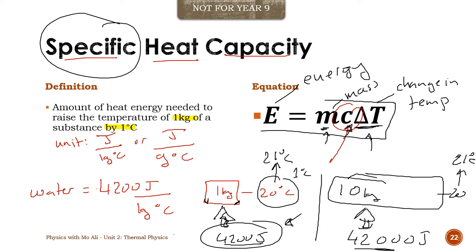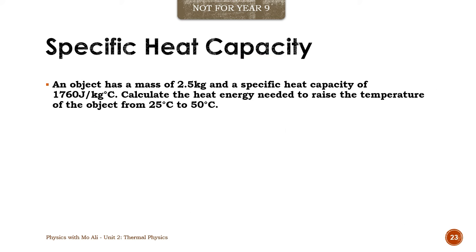When it comes to usage of this equation, it's very simple. You have 4 values and you have to plug in 3 of the values that have been given and find the third. Let's take a look at a quick example so we understand how we use this equation. So in this example, it says, an object has a mass of 2.5 kilograms and a specific heat capacity of, look, here's the number, underline our specific heat capacity of 1,760 joules per kilogram Celsius. Calculate the heat energy needed to raise the temperature of the object from 25 to 50.